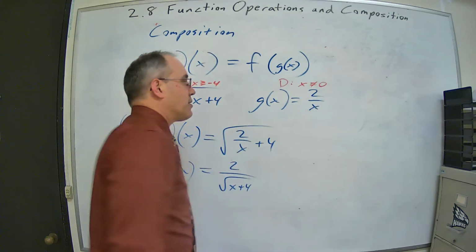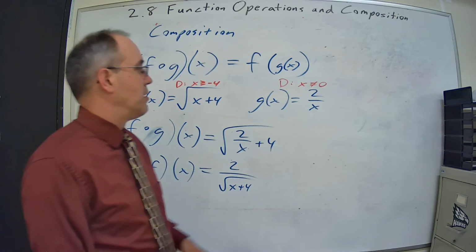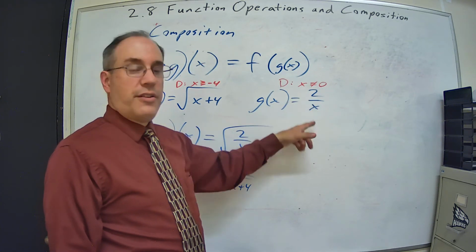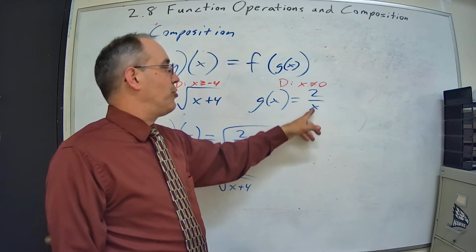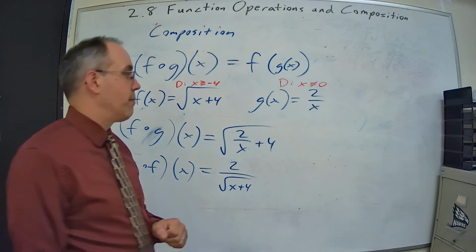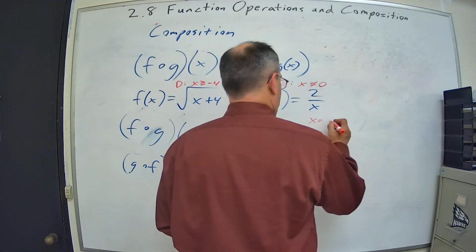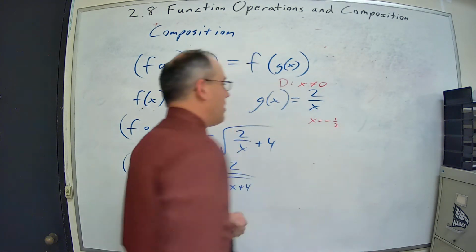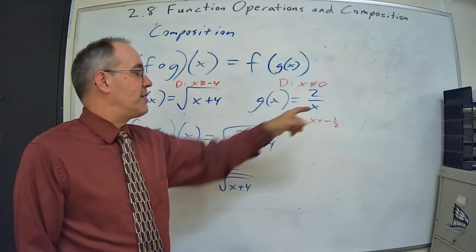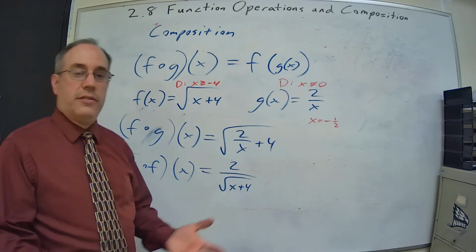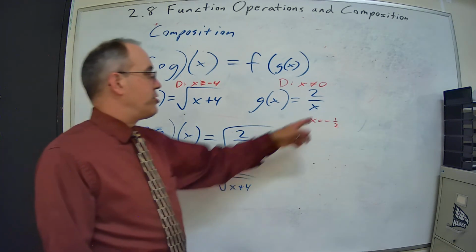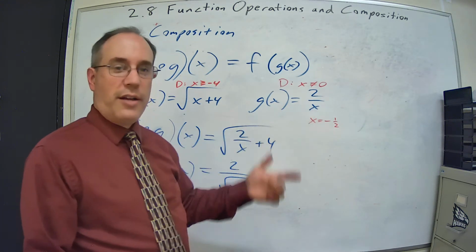Well, let's look at it. 2 over x. What value of x will make this equal to negative 4? If x is equal to negative 1/2, then we're going to have g of x equal to negative 4. That's okay, but which direction do we need to go here to cause a problem?